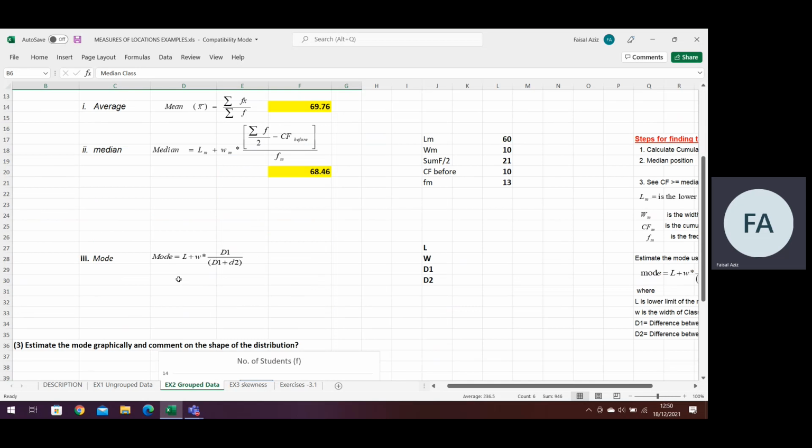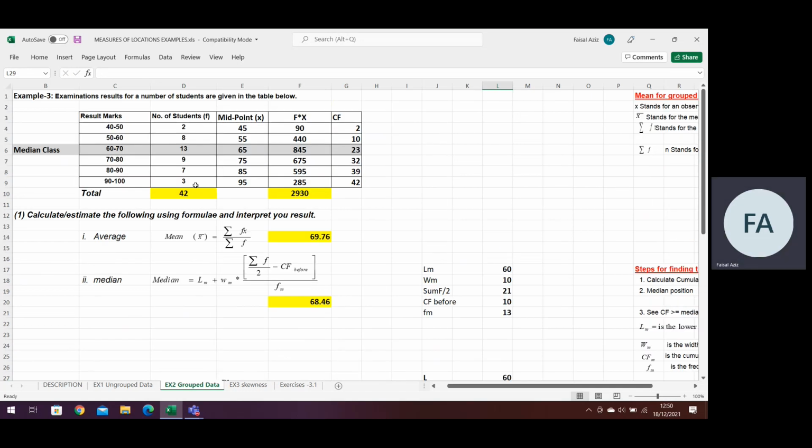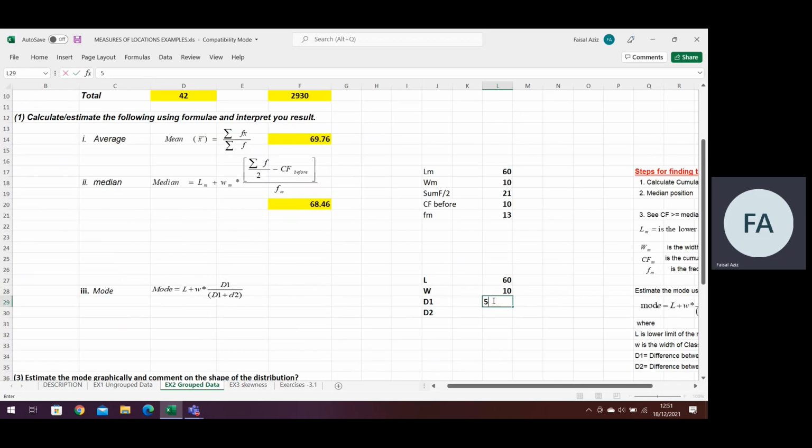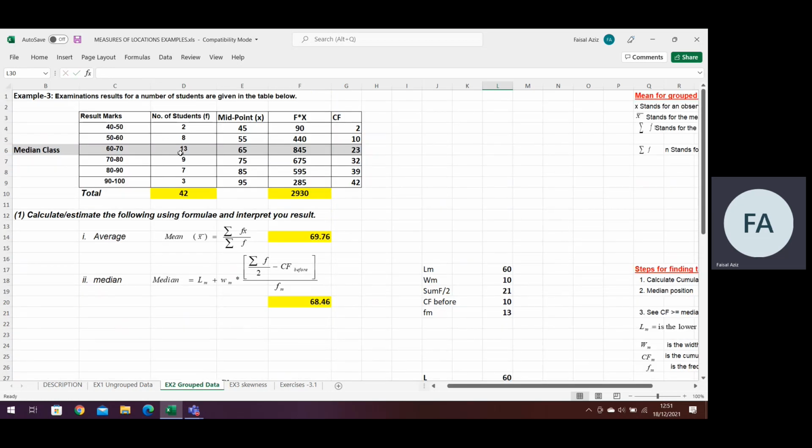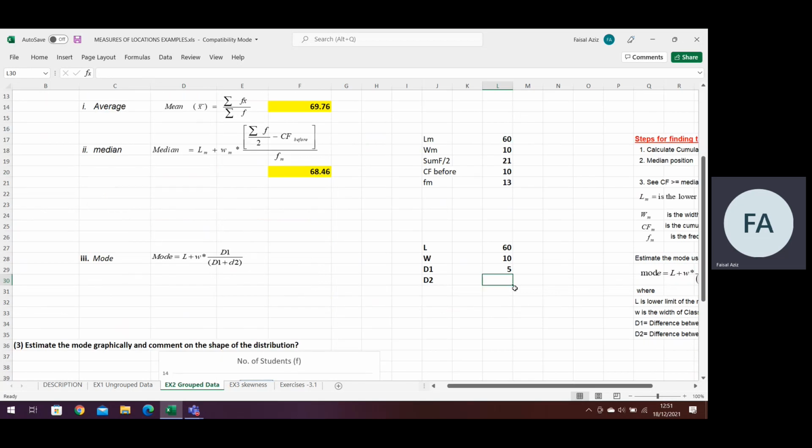So here I am just going to write over here mode of this data. Let me write over here the lower limit of the class, it was 60 and width was 10, and D1 is the difference between the frequencies of the modal class and the class before. Like you see, this is 13, so 13 minus 8 will give you 5, so just write 5 here. And D2 is the difference of modal class and the class which is following modal class, 9, so 13 minus 9, it will give you 4.